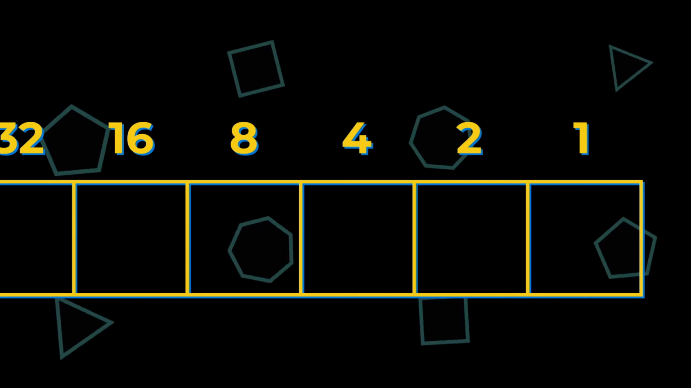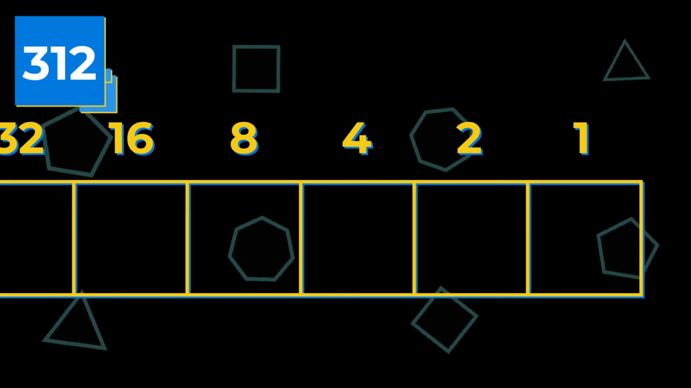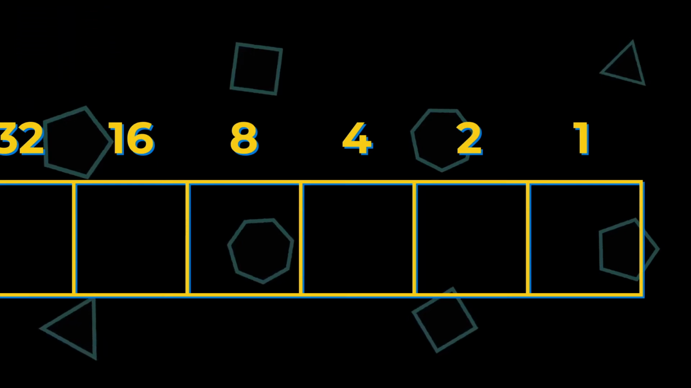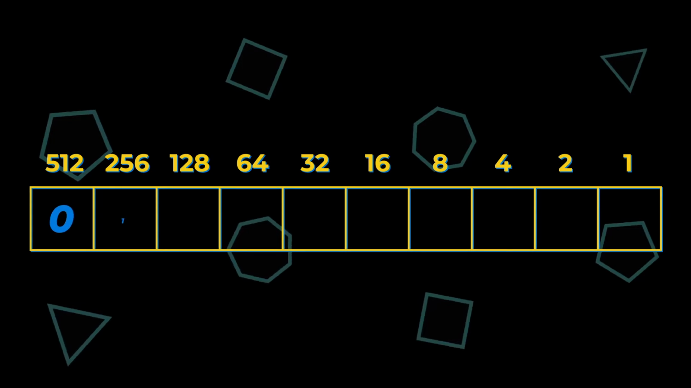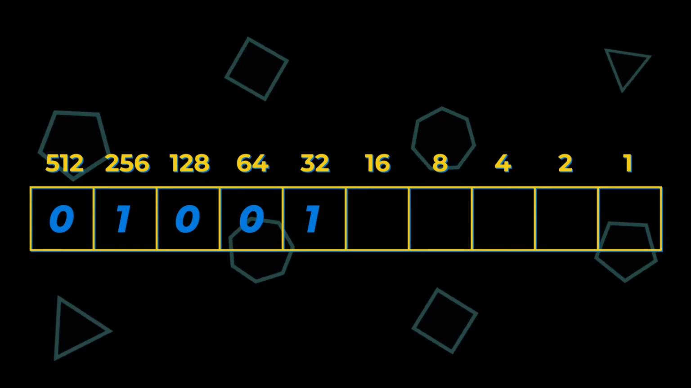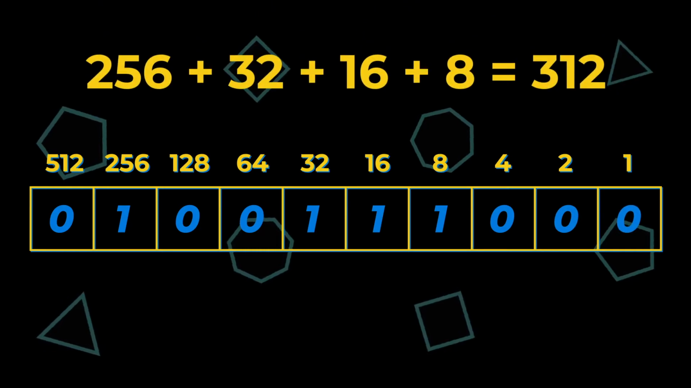Now let's try the same practice but for a larger number, like 312. In this case, because 312 is a bigger number, we need to add more numbers. So this one is also pretty simple. All we have to do is add a 1 in the 256, 32, 16, and 8's positions, which would add up and then give us 312.